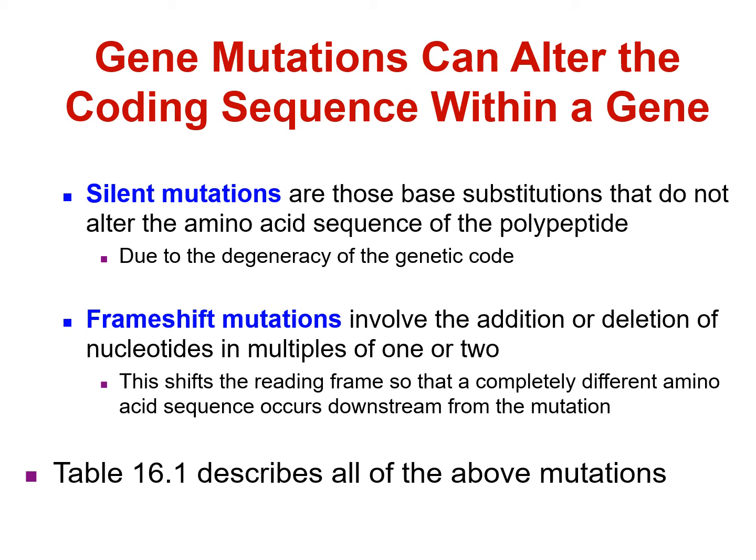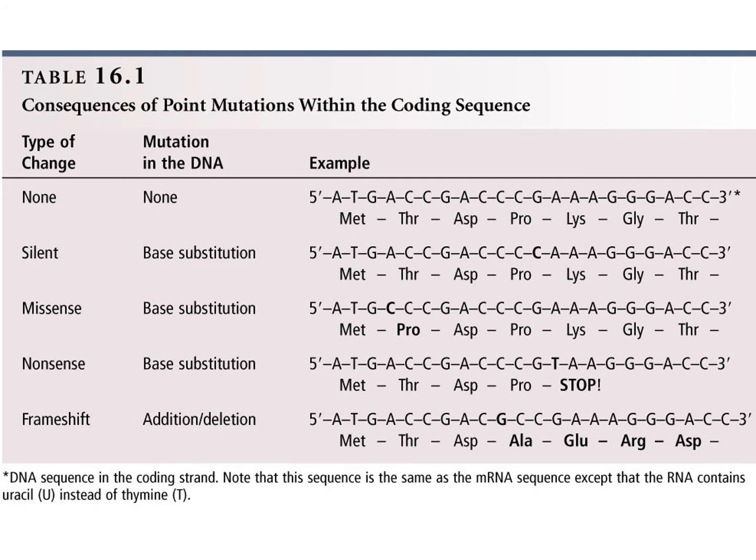So let's have a look in detail at these types of mutations and their characteristics. These are the consequences of point mutation within the coding sequence. We have different types of change. For example, if there is no change, you don't have any mutation. This is how the DNA sequence looks, and this is how the genetic code will produce the amino acids, the sequence of the polypeptide.